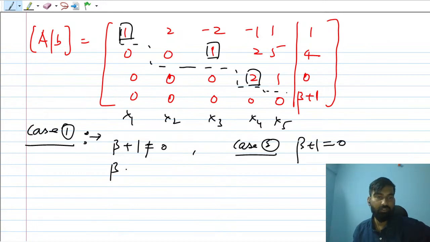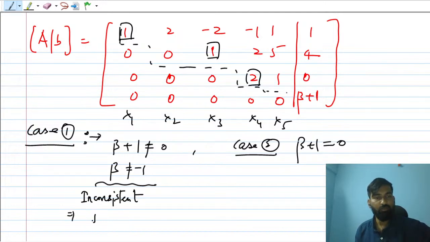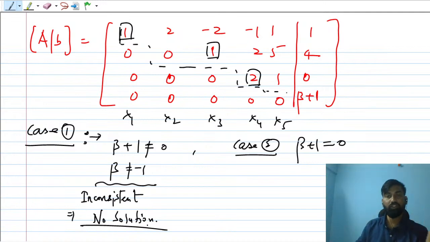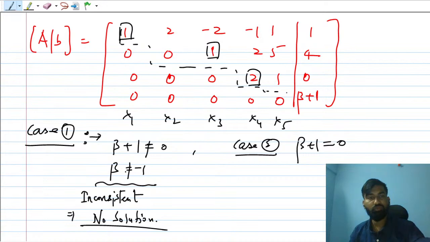If beta plus 1 is not equal to 0, then the equations are inconsistent, okay, and you will get no solution. In the exam, they might ask you what is the value of beta, which is not equal to minus 1, then you will get no solution. For no solution, what is the condition on beta, right? And for infinitely many solutions, this is the condition, right?